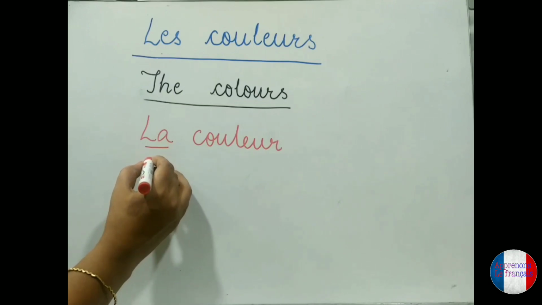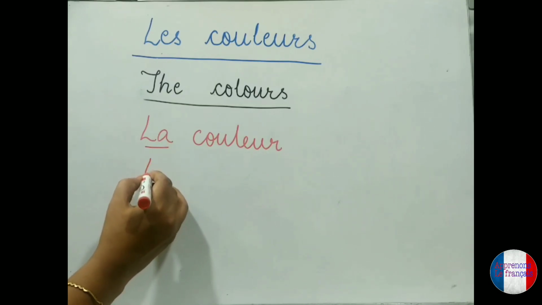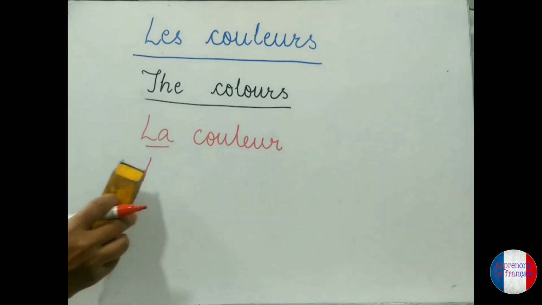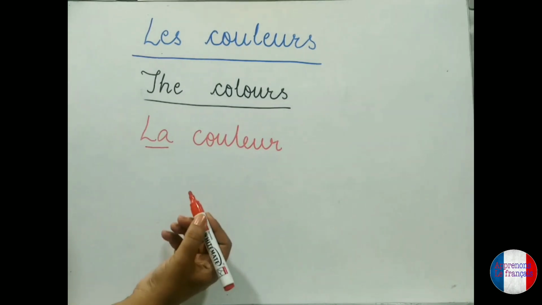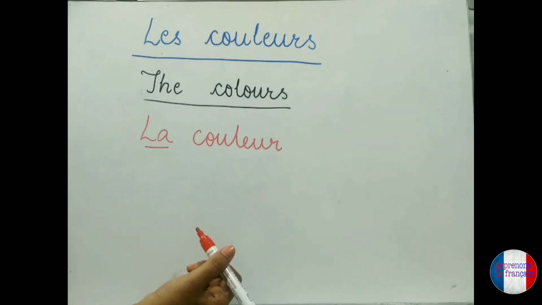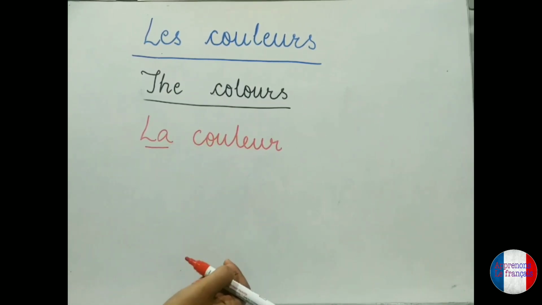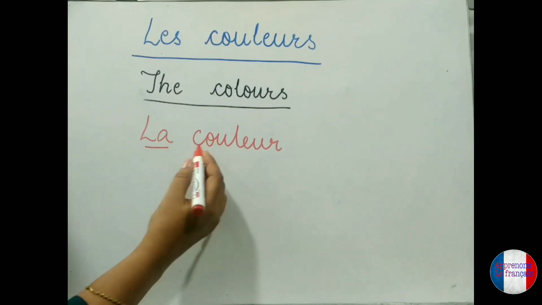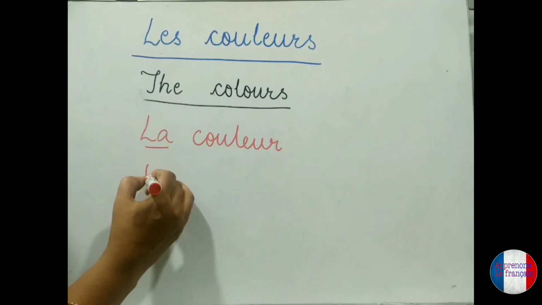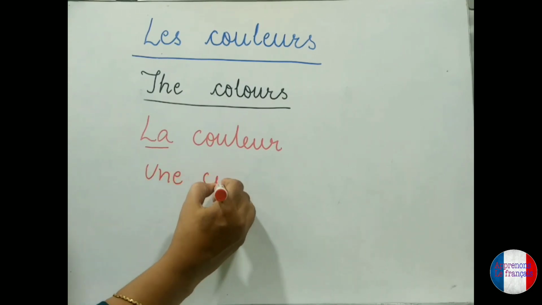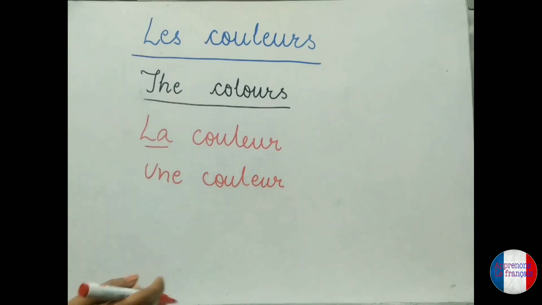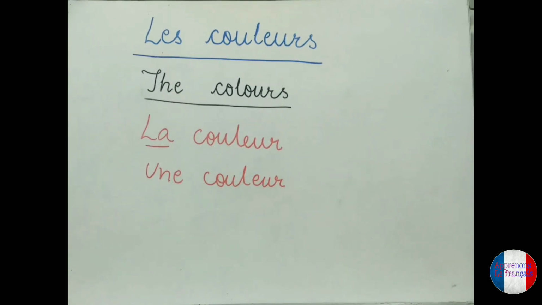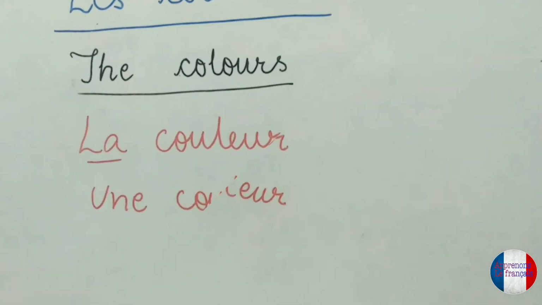Why must we remember the new vocabulary with the article? Because in French we have some things feminine and some things masculine. So when we are learning the new word, if we learn it with the article, we come to know whether it is masculine or feminine, and it solves a lot of our problems in our further lessons. So la couleur, couleur is feminine, or une couleur with indefinite article, it is une couleur because this is feminine. Okay, so let us start with our today's lesson of colors.